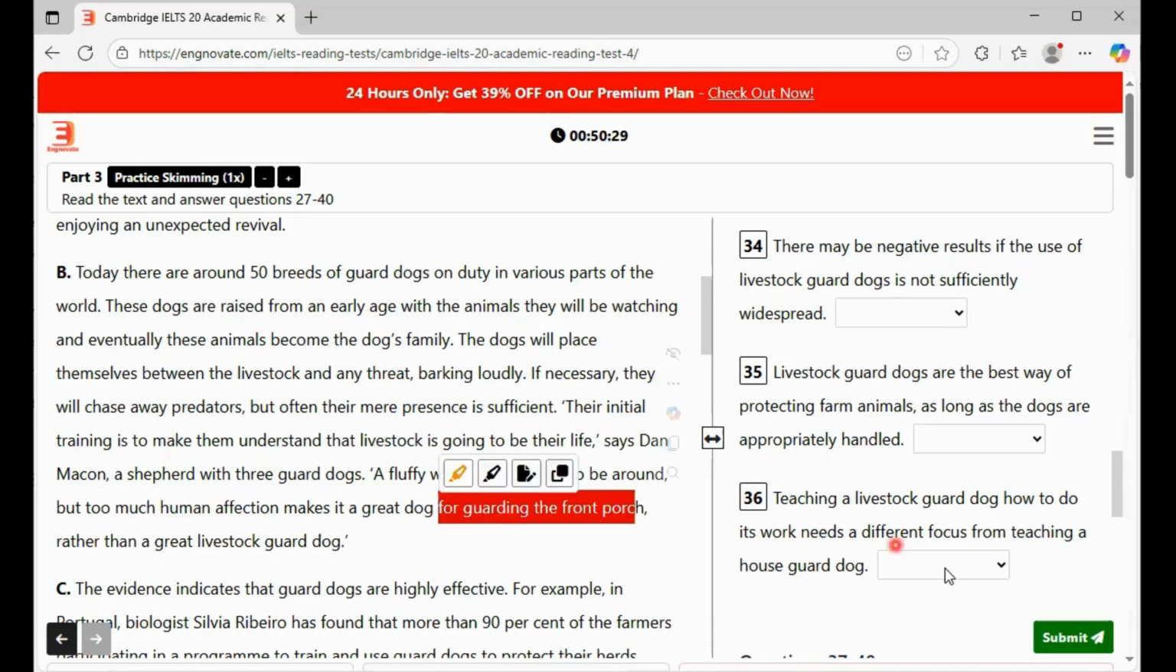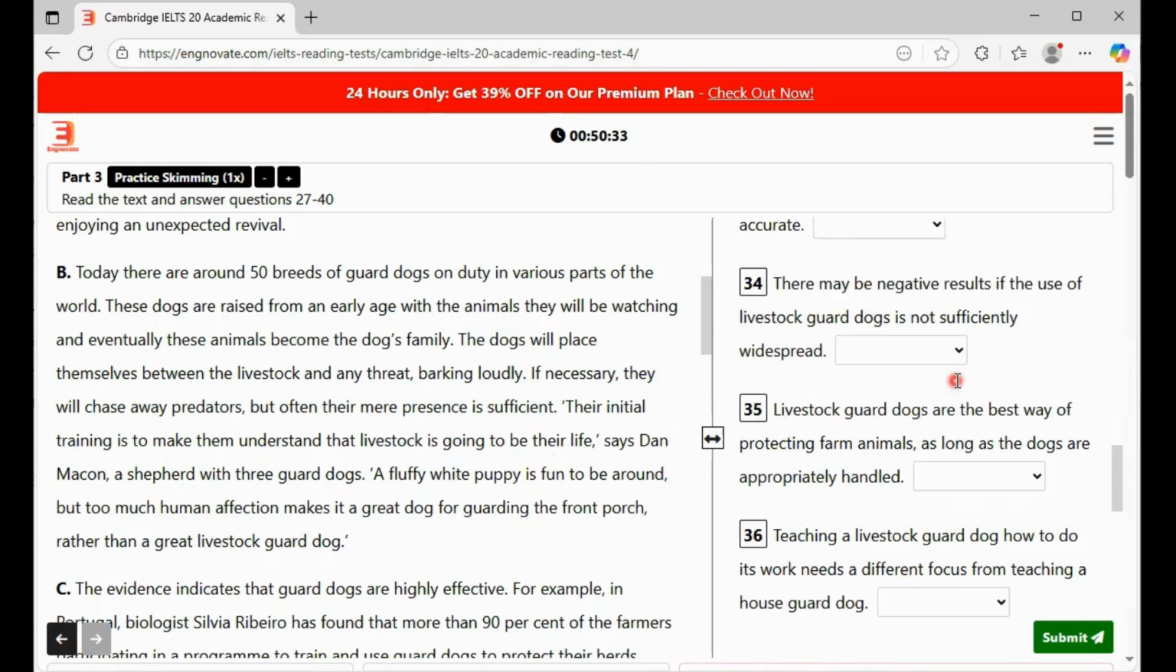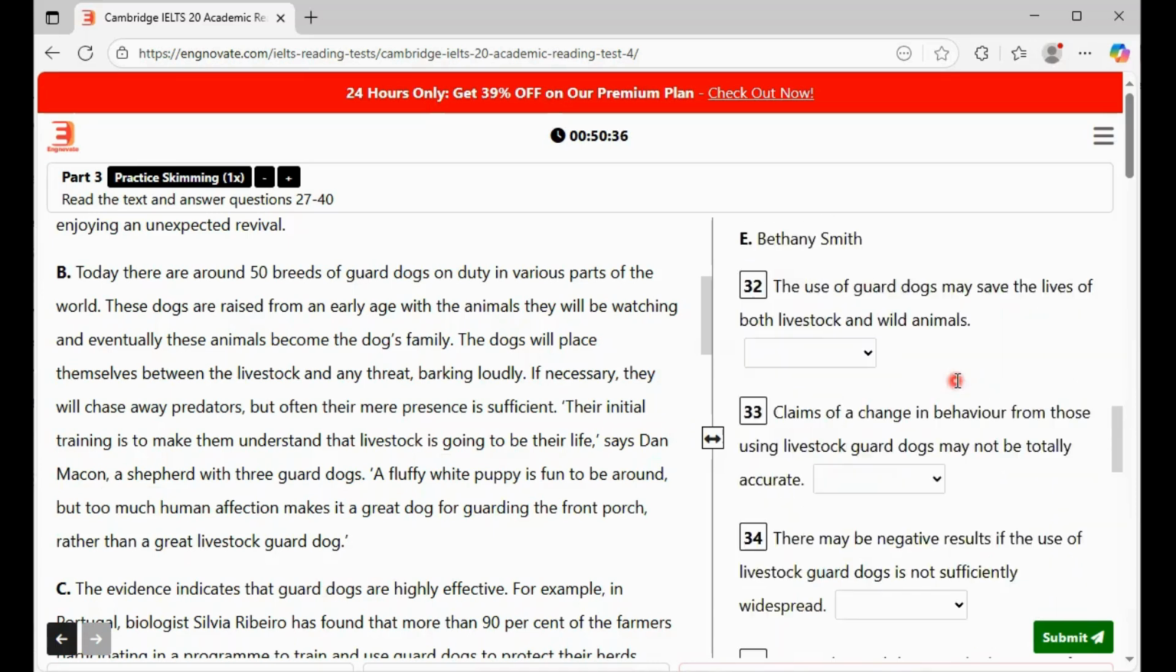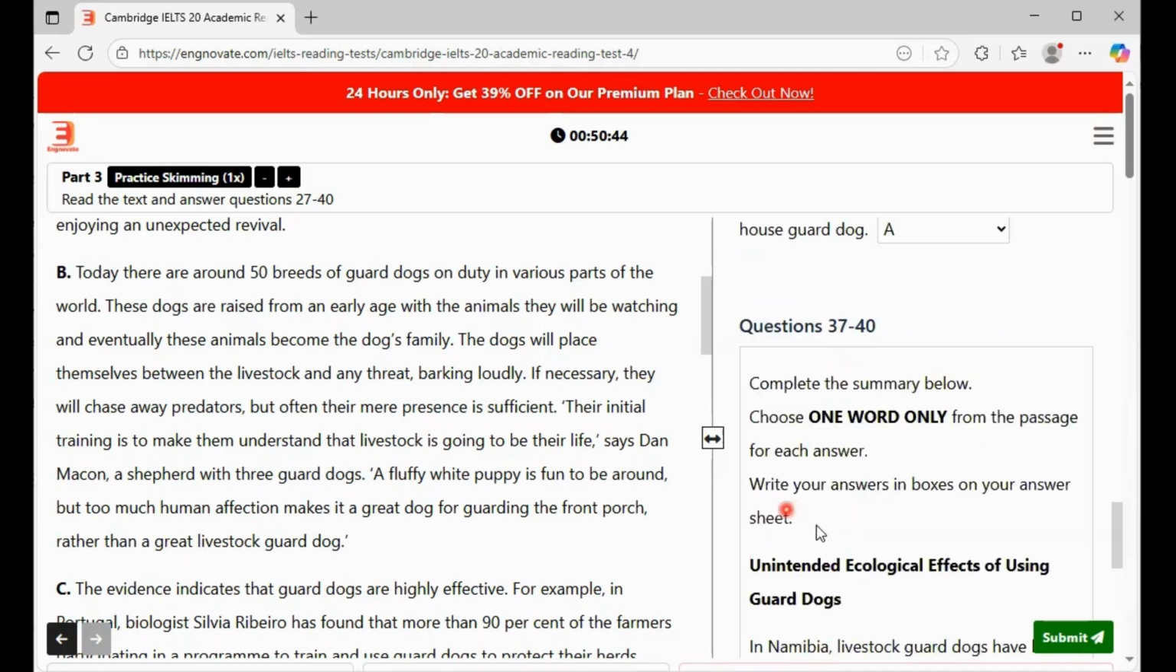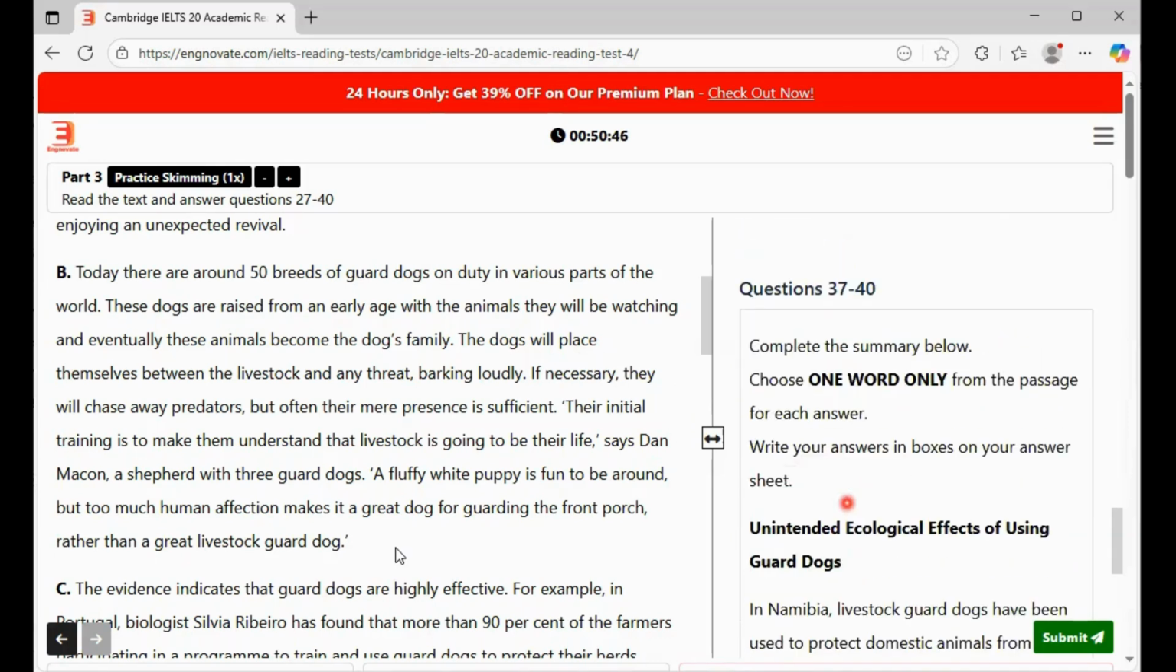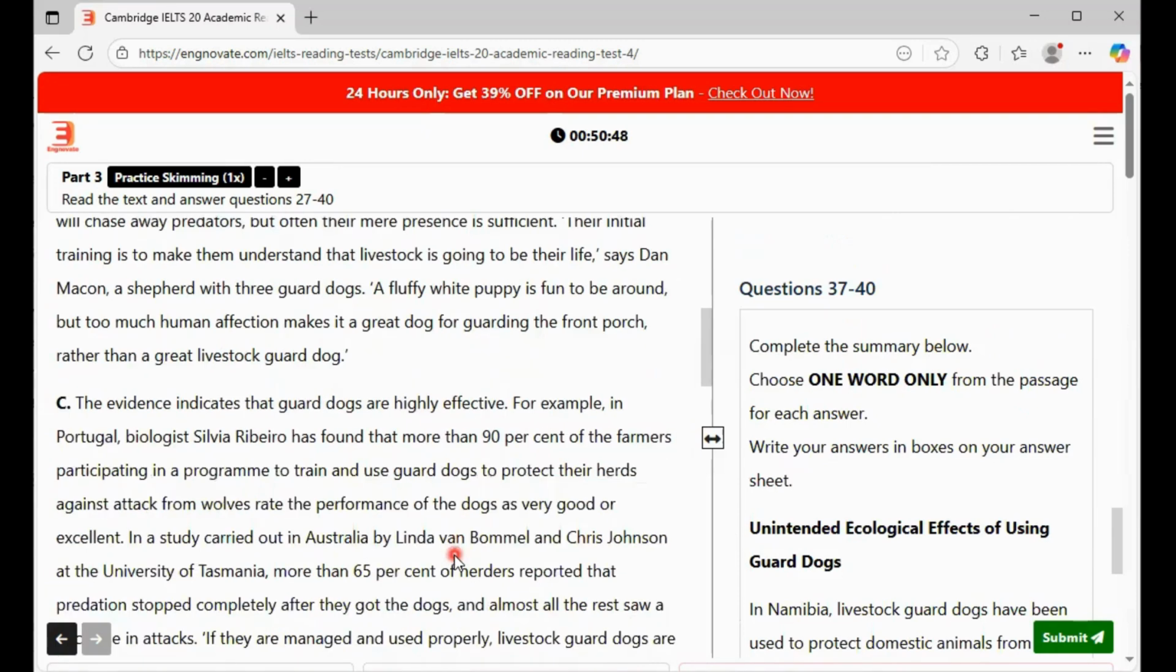So this number 36 is matched to Mr. Dan Macon. Dan Macon is option A. So number 36 is going to be option A. Namibia. I've not seen Namibia yet, so I can't answer number 37.